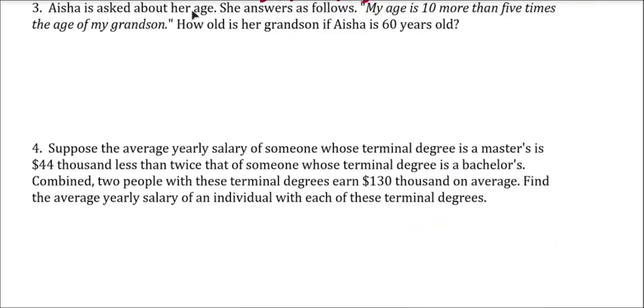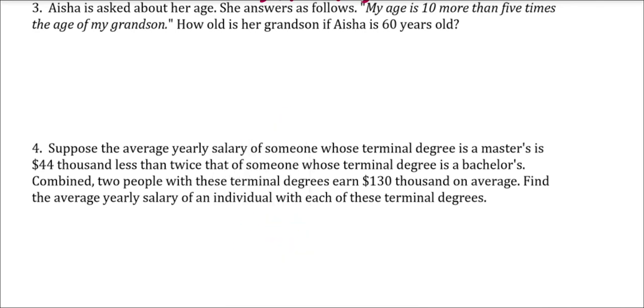Number 3 says, Aisha is asked about her age, and she answers, my age is 10 more than 5 times the age of my grandson. You ask an old person a question, you're going to get a riddle. All right, so let's figure out this riddle. How old is her grandson if she is 60 years old? Notice that unless we knew the age of her grandson, we couldn't figure out her age, and vice versa. But now that they've given us this extra piece of information, can we figure that out?